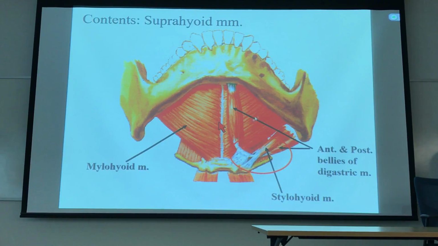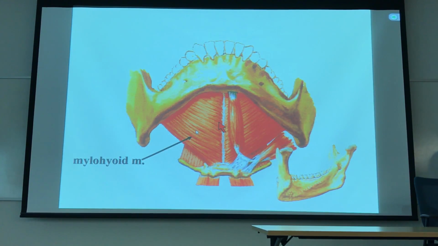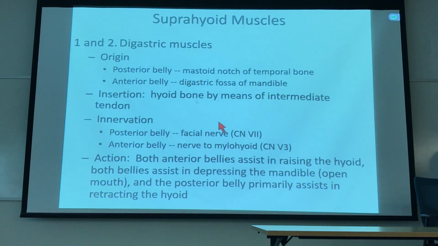Mylohyoid, I want you to understand, is a big, broad muscle all the way across. So some people say, oh, it's right here. I'll say, what about right here? No. Mylohyoid is all of it. There's another digastric anterior belly here, but all this muscle is mylohyoid, floor of the mouth. Make sure you know origins, insertions, actions, innervation for these muscles. We kind of talked about these.